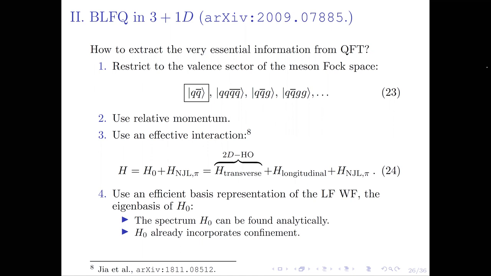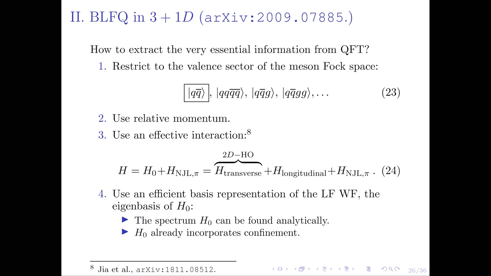Now, since we are working in the valence sector, it makes sense to use the relative momentum coordinate to further reduce the qubit requirements. The effective interaction that we use is the following. The Hamiltonian contains two terms, H naught, the exactly solvable part, and an additional interaction term, the Nambu-Jona-Lasinio interaction. The exactly solvable part of the Hamiltonian consists of the two-dimensional harmonic oscillator in the transverse direction and an additional longitudinal confinement, which in the low energy limit you can also think of as a harmonic oscillator. So in the low energy limit, this is like a 3D harmonic oscillator.